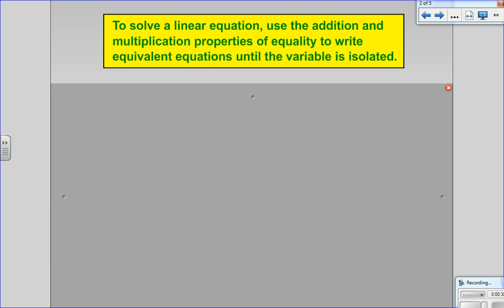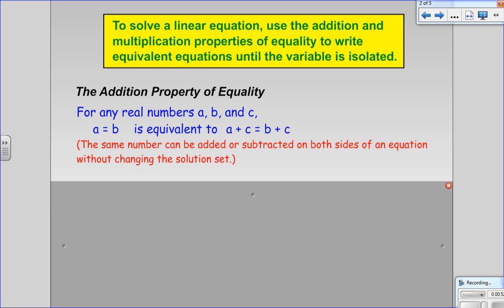The process of solving linear equations. To do this, you must use the addition and multiplication properties of equality to write equivalent equations until your variable is isolated. Let's first talk about the addition property.